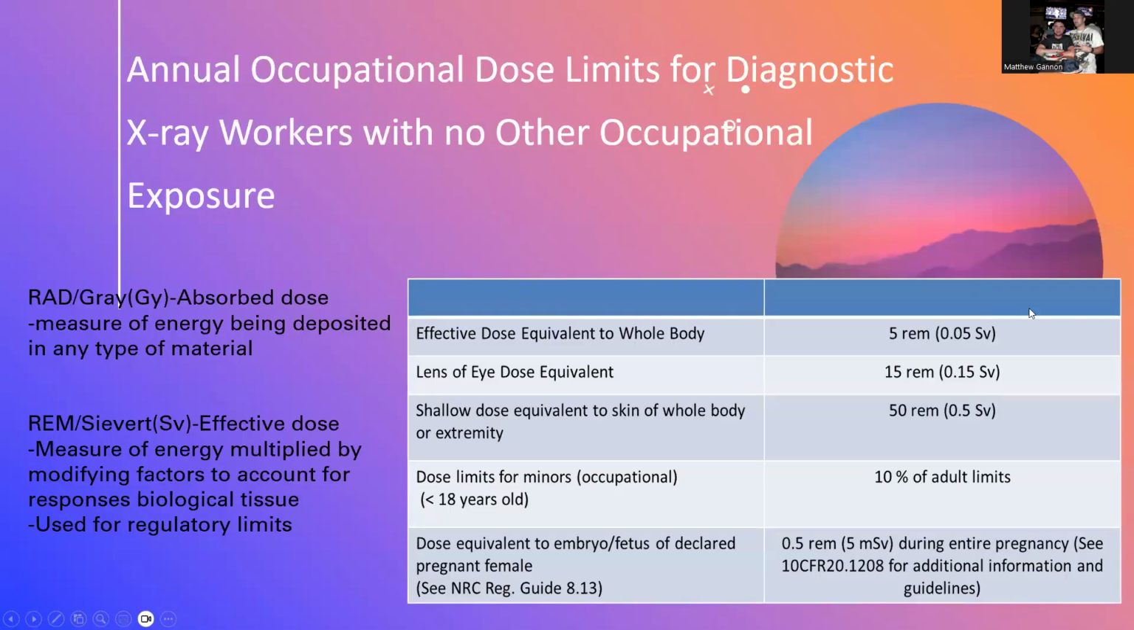So our dose limits for diagnostic X-ray workers with no other occupational exposure. Effective dose equivalent to the whole body annually is 5 rems or 0.05 sieverts or 50 millisieverts. And grays and rads can both be converted to the other. Those SI units are interchangeable or they can be converted. The same with sieverts to rems. Rems can be converted to sieverts and so on. Sieverts and rems are important because these are usually used for regulatory limits. So that is important to know.